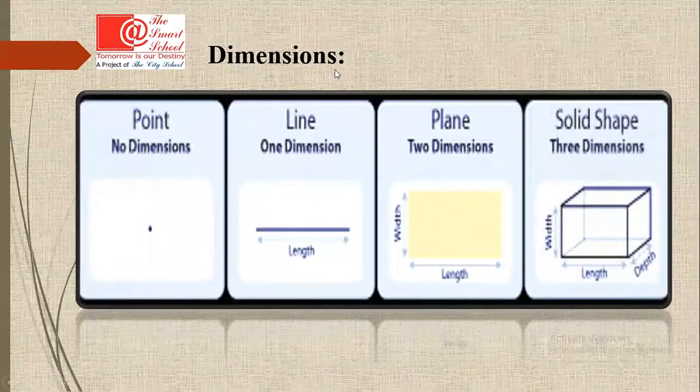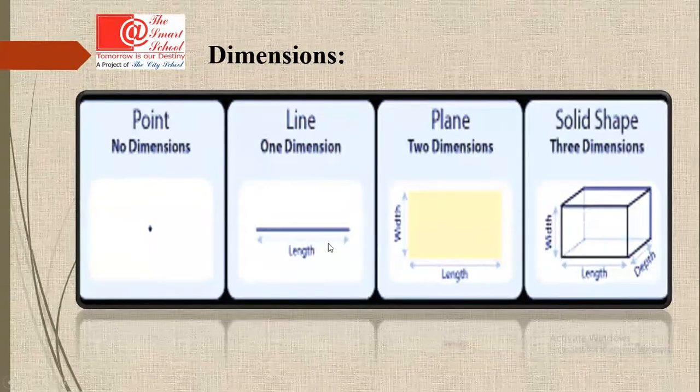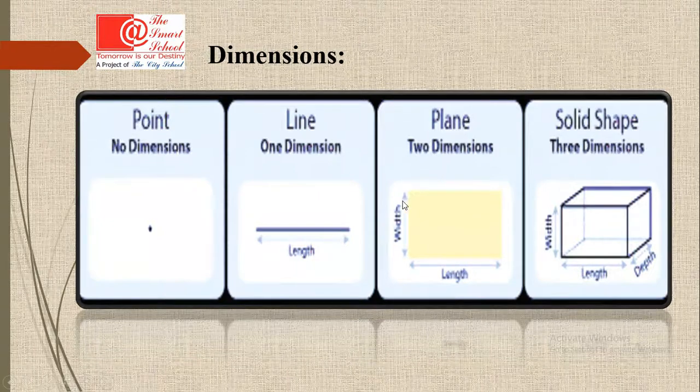Now dimensions. The shapes which we have done have different dimensions, like a point has no dimension, a line has one dimension which is length, a plane has two dimensions, width and length, or we can call it length and breadth, and solid shapes have three dimensions, width, length and depth or breadth.